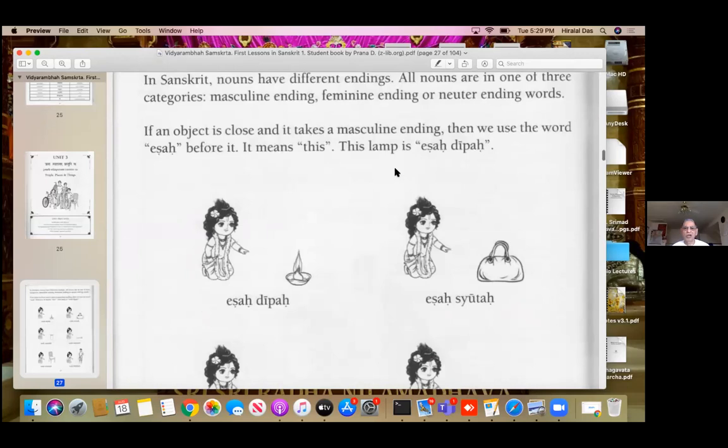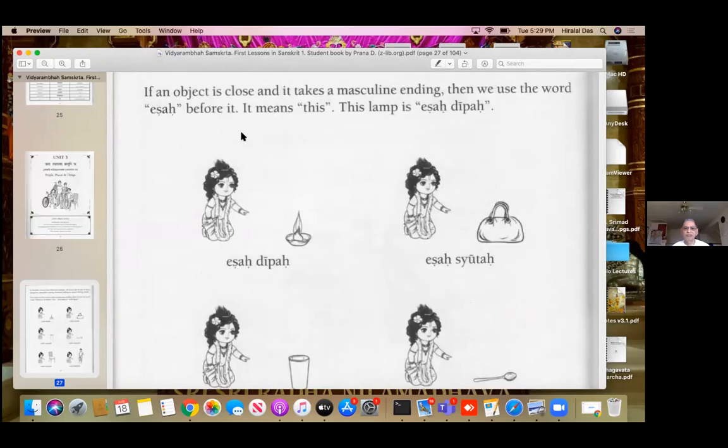Okay. So now we're practicing here. When the object is near, we use the pronoun this. In Sanskrit, this we call esaha. So, esaha deepaha asti. This is a lamp. Esaha, this. You can use the word asti here. Esaha deepaha asti. This is a lamp. Esaha syutaha asti. This is a bag.